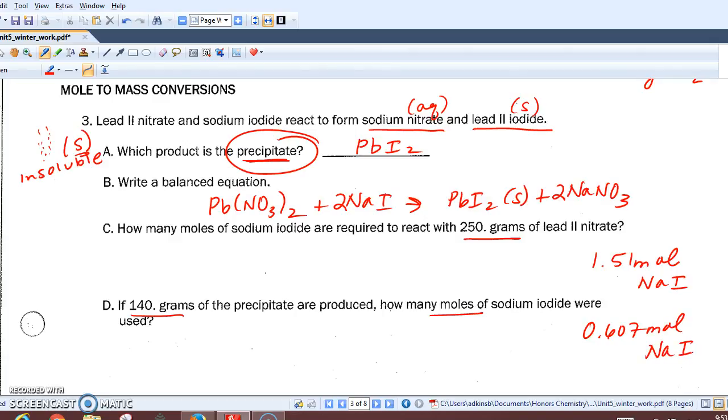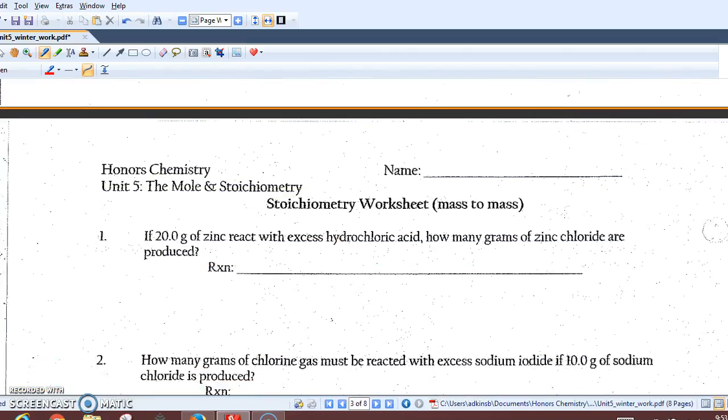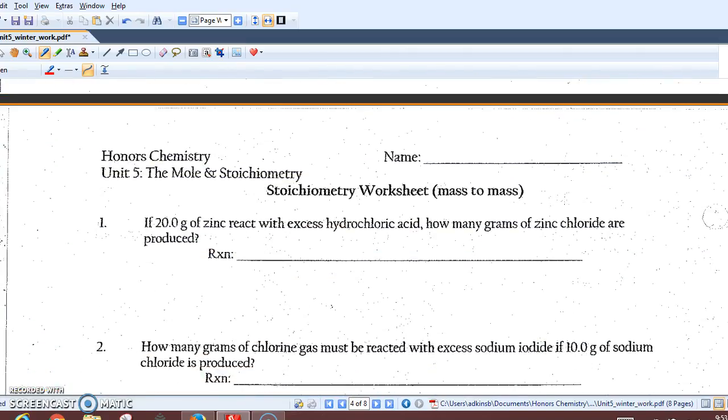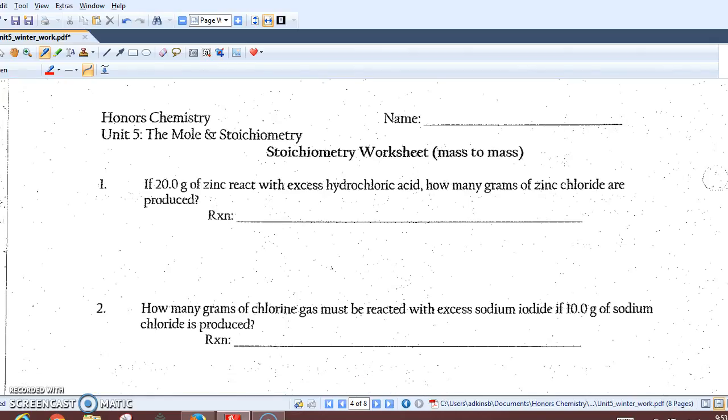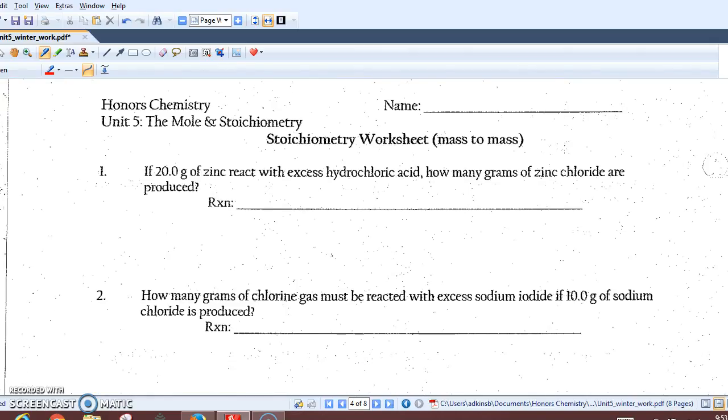Okay, so this was nothing new: mole to mole, mass to mole, and mole to mass. If these were difficult, you're going to want to go back and try them again before you move on to the next step, which is on the back of the worksheet, which is going to be mass to mass. So with these, your bridges get longer, basically because you're not just doing mole to mole or mole to mass.